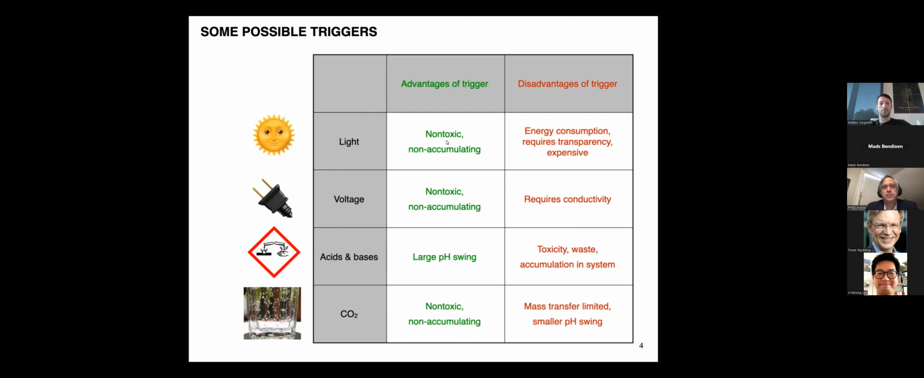Light is nice because it's not toxic, it's not accumulating in your system, it doesn't make chemicals build up in your system, but its disadvantage is it takes a lot of energy and it requires your material to be transparent. Otherwise, the light's not going to get in. And the functional groups that are light responsive are generally expensive.